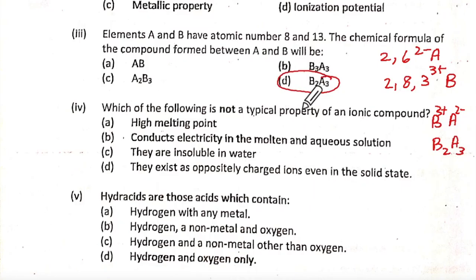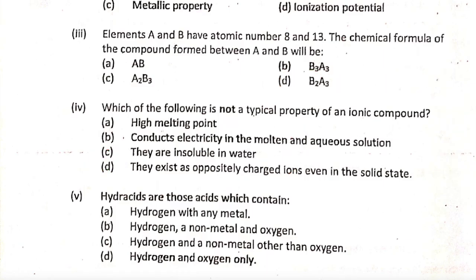Which of the following is not a typical property of an ionic bond? High melting point is correct, so no. Conducts electricity when molten or aqueous is correct, so no. They are insoluble in water, no. Ionic compounds are soluble in water, so this is the correct one. They exist as opposite charges is true, so no. So the correct option is C.